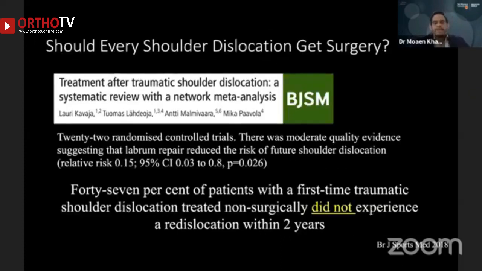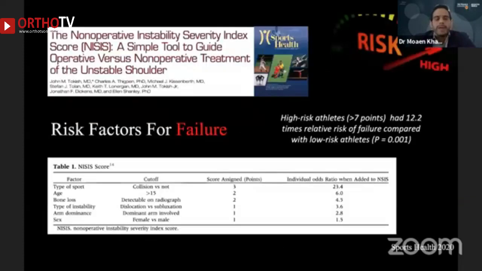So does that mean that every time someone dislocates their shoulder for the first time, they should immediately go for surgery? Well, this is a good paper published by Dr. Pavola in BJSM in 2018, looking at 22 randomized controlled trials. They also found that surgery does decrease the rate of recurrent instability, but in those patients who had a first-time dislocation and were treated without surgery, almost 50% did not have another dislocation within 2 years. That means that if you treated every single person who had a first-time shoulder dislocation with surgery, about half of them would undergo an unnecessary procedure. So how can we be a little more thoughtful in deciding who should get surgery and who should not?